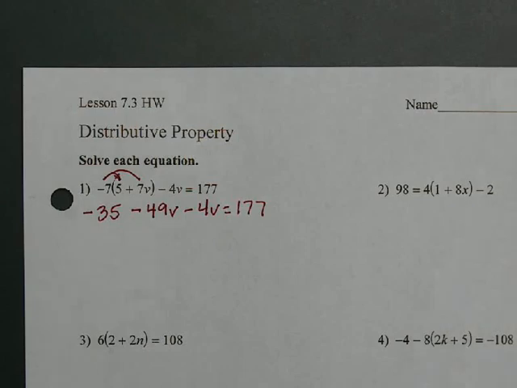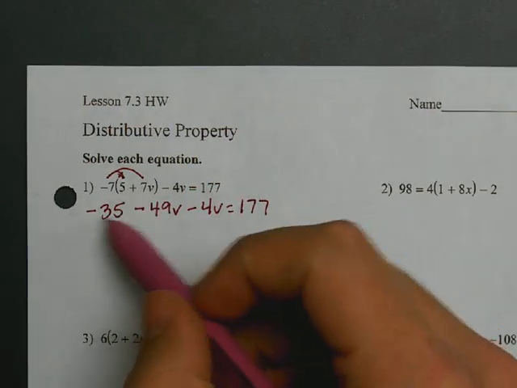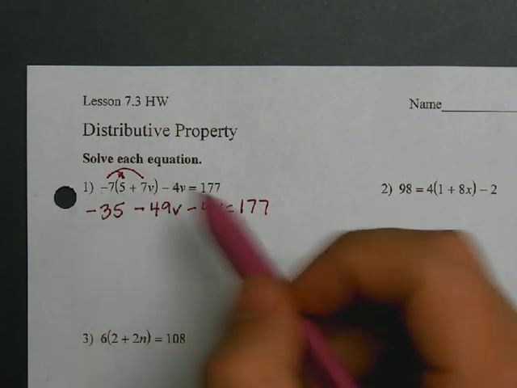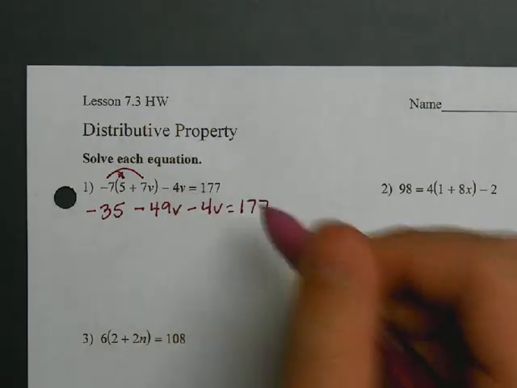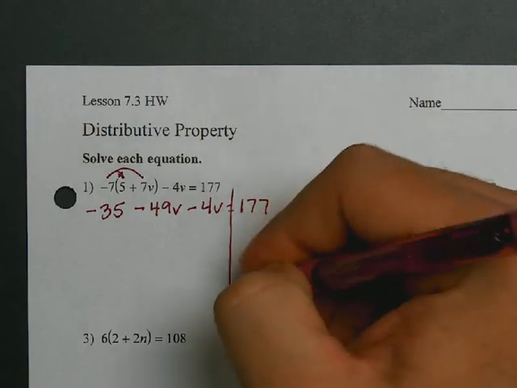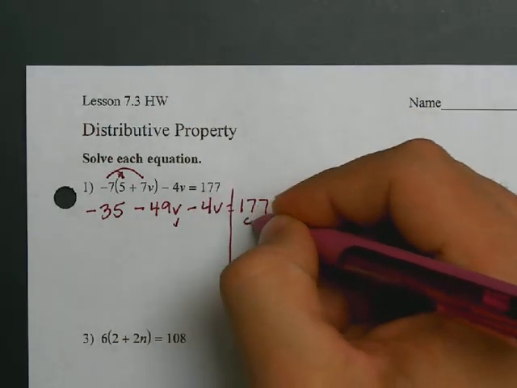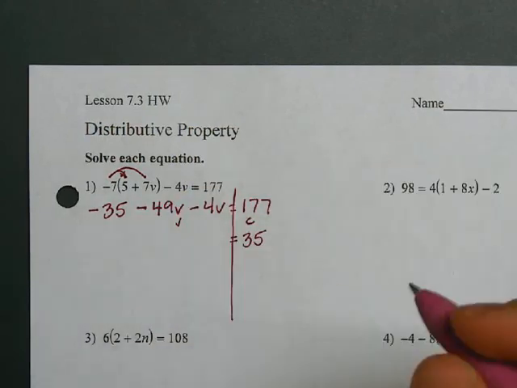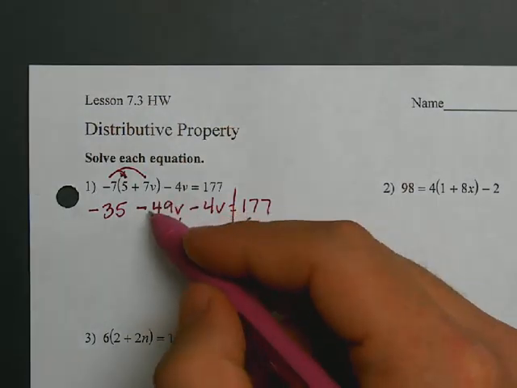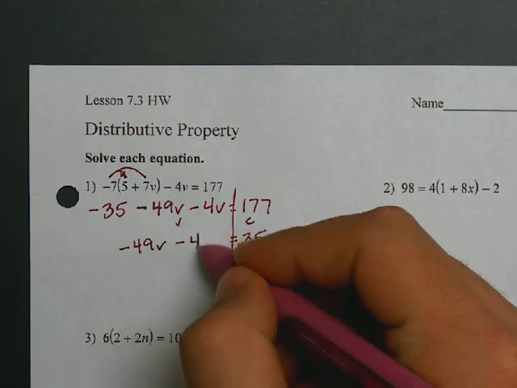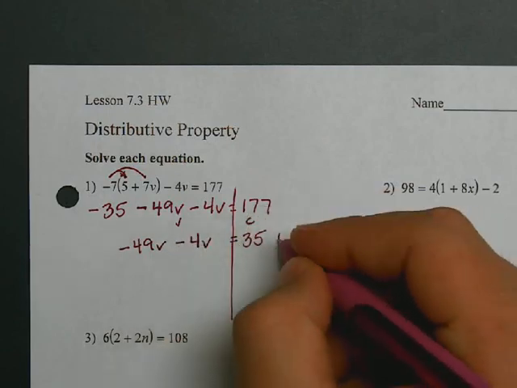So from there, again, negative 35 is from the negative 7 times 5. Negative 49 is from negative 7 times 7v. And then I brought down negative 4v, and I brought down 177. So from there, I draw my line, and I'm going to have variables and constants. Negative 35 is a constant. I move it over and change its sign to a positive. Negative 49 is a variable, I just drop it down. Negative 4 is a variable, I just drop it down. And then 177 is a constant, I just drop it down.